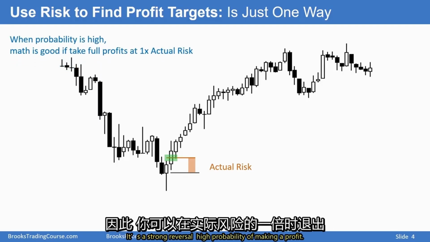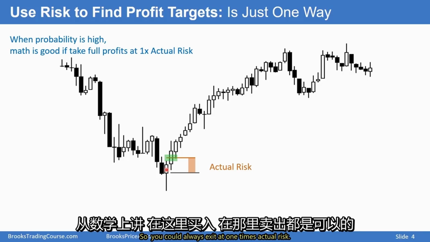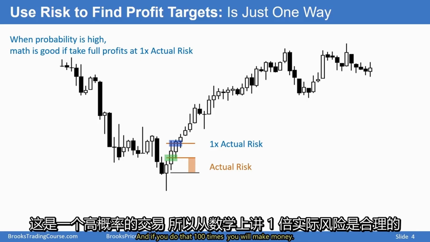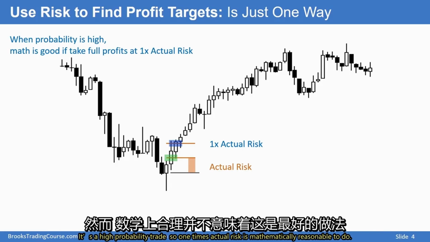It's a strong reversal, high probability of making a profit, so you could always exit at 1 times actual risk. Mathematically, it would be okay to buy here and exit there. And if you do that 100 times, you will make money. It's a high probability trade, so 1 times actual risk is mathematically reasonable to do.